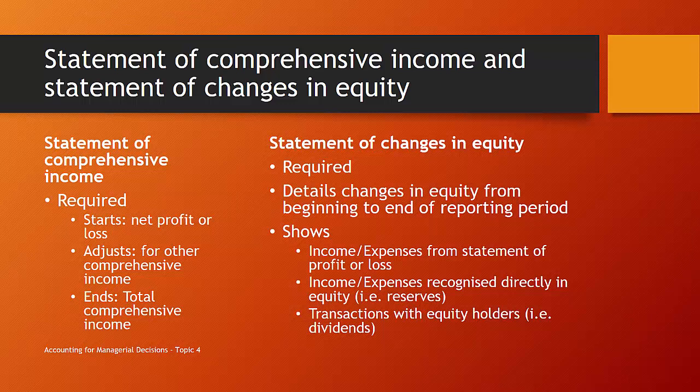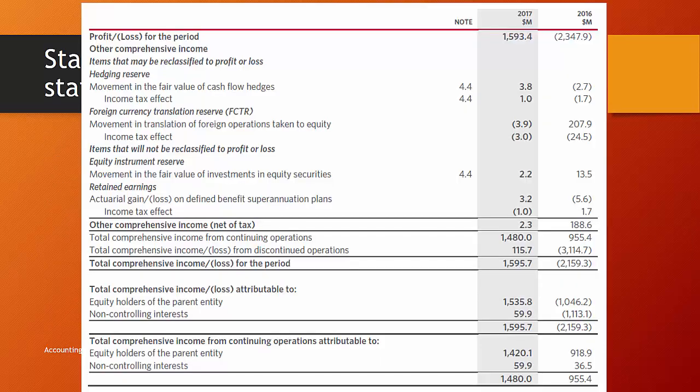So if you issued dividends, or if the company issued more shares to shareholders and shareholders provided more cash to the business, it will show that. So to start with the statement of comprehensive income. This is a statement of comprehensive income from Woolworths in 2017.